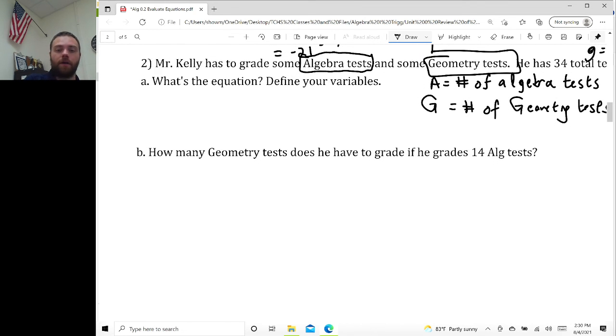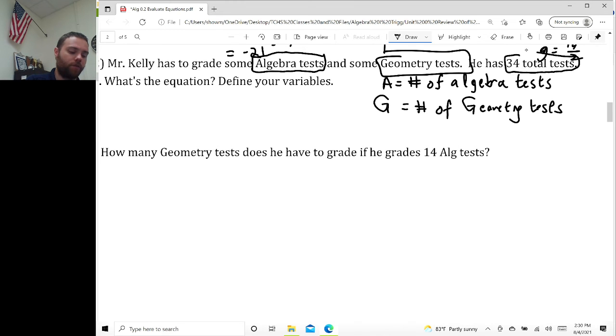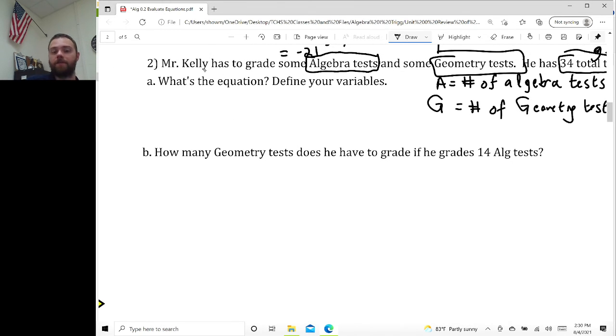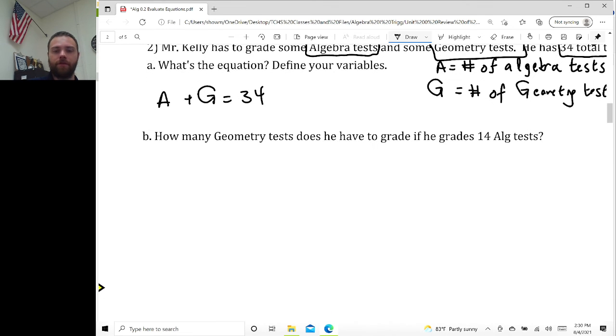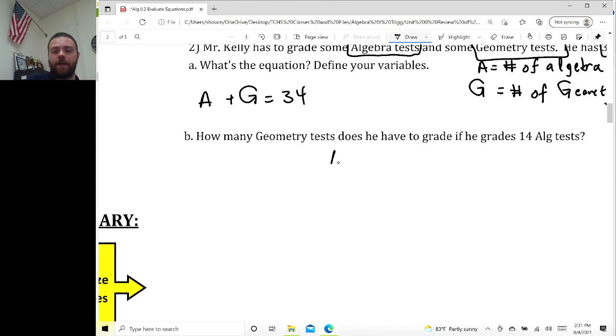So I also have that Mr. Kelly has 34 total tests. So that's going to be A plus G equals 34. So the number of algebra tests plus the number of geometry tests are going to equal 34. And it says, how many geometry tests does he have to grade if he has 14 algebra tests? Well, what they're telling us here is that A equals 14. And if A equals 14, I can plug it in here for this equation. Just substitute it in. So I've got 14 plus G equals 34.